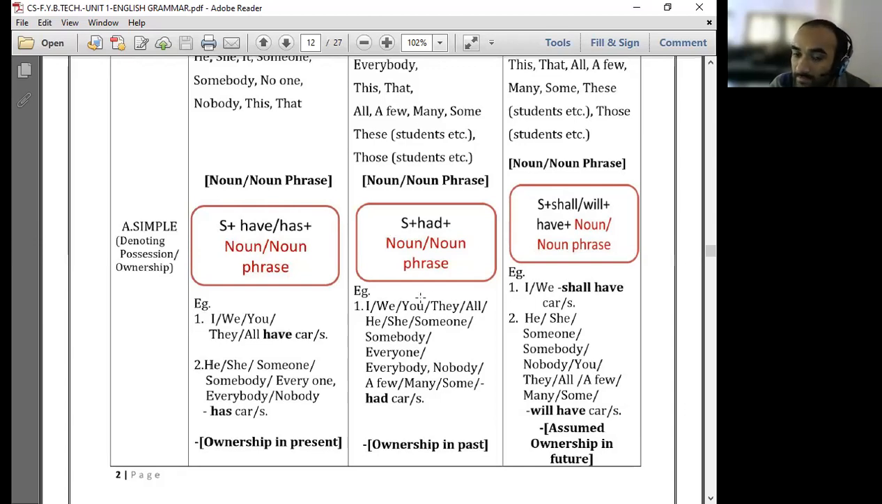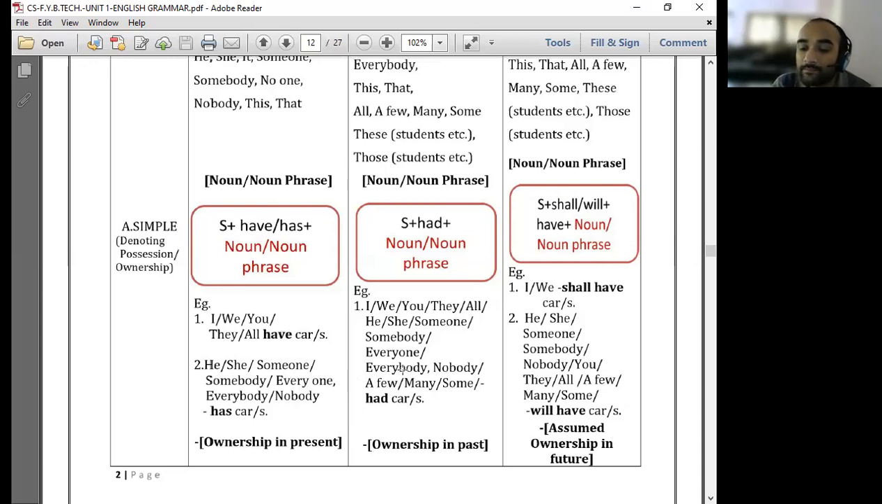और नाउन फ्रेज. आय हॅड कार. माझ्याकडे कार होती. वी हॅड कार्स. आपल्याकडे कार होती, कार होत्या. यू हॅड कार्स. तुमच्याजवळ कार होत्या. दे हॅड कार्स. त्यांच्याजवळ कार होत्या. ऑल हॅड कार्स. सगळ्यांकडेच कार होत्या. ओके. एव्हरीवन हॅज हॅड कार्स.